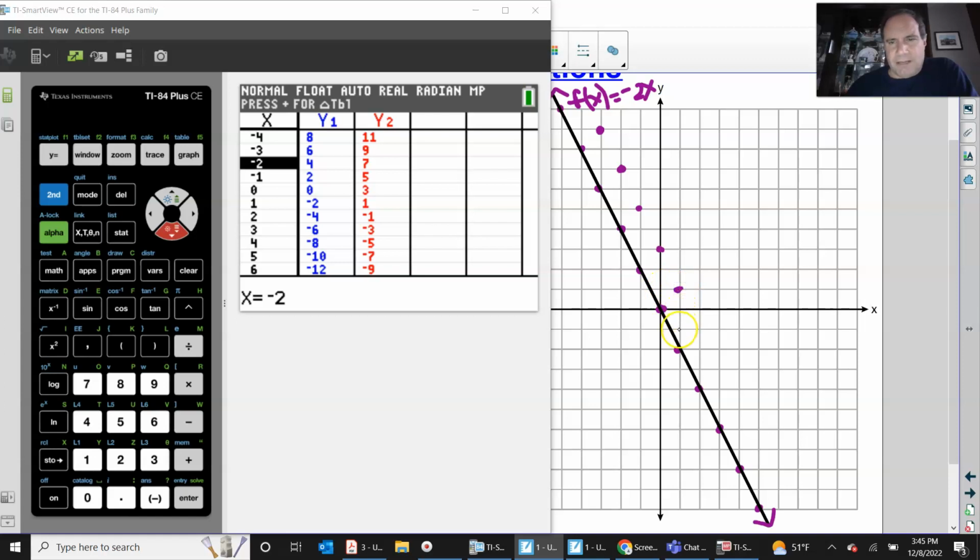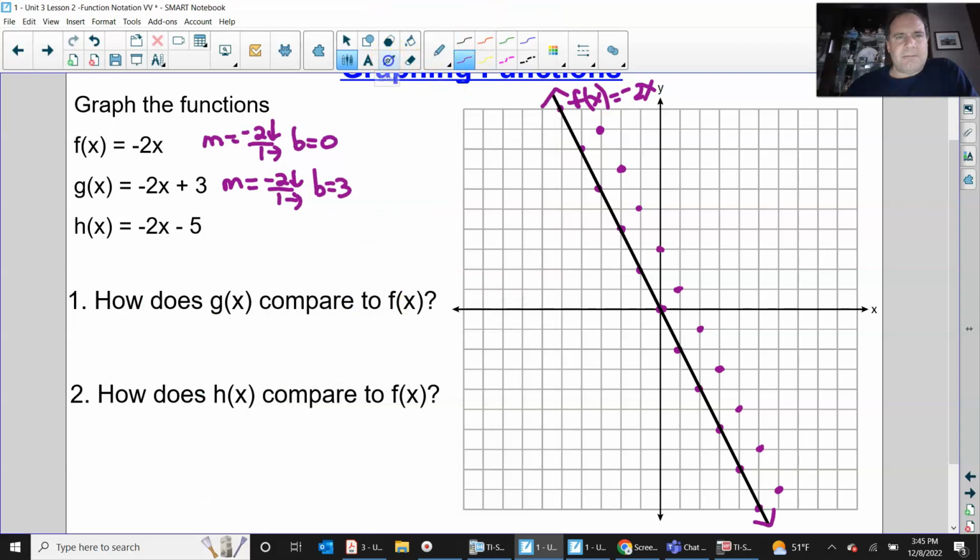I'm not going to look at my graphing calculator again, only because I know it's down 2, right 1, because it's a negative 2 slope. Once I get this out, I'm going to go ahead and connect my points, and I'm going to put an arrow on the top and an arrow on the bottom. And I am going to label this one g of x equals negative 2x plus 3.